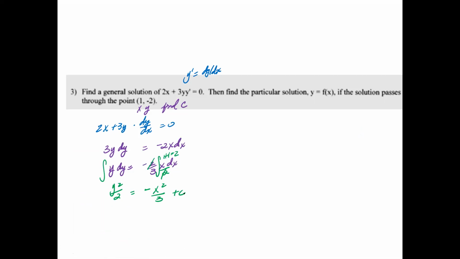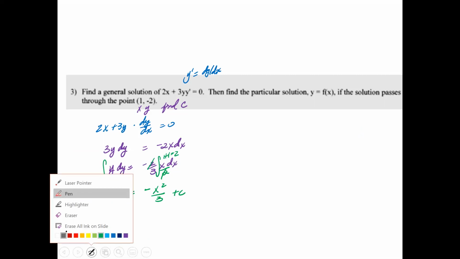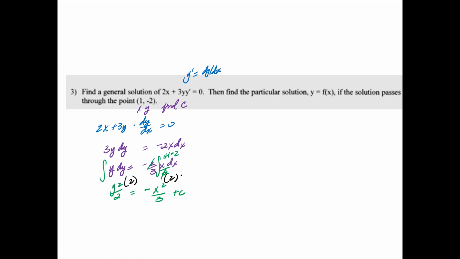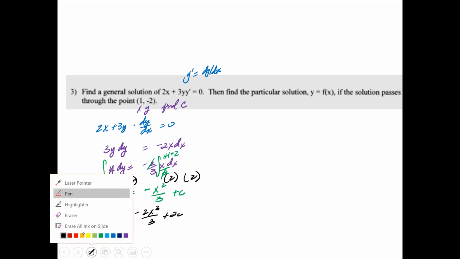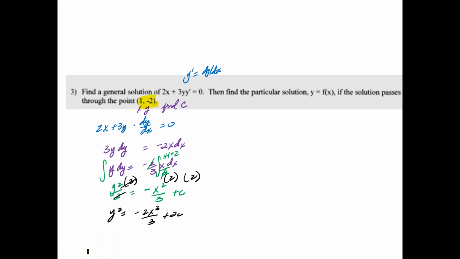So then at this point, let's go ahead and get rid of that 2 in the denominator with the y squared. So let's go ahead and multiply both sides by 2. So we have y squared equals negative 2x squared over 3 plus 2c. And at this point, I feel pretty confident that if you plug in your point here, you'll be able to find C.